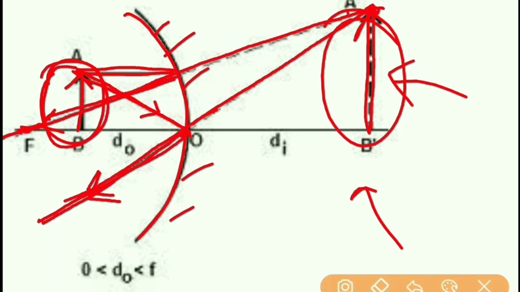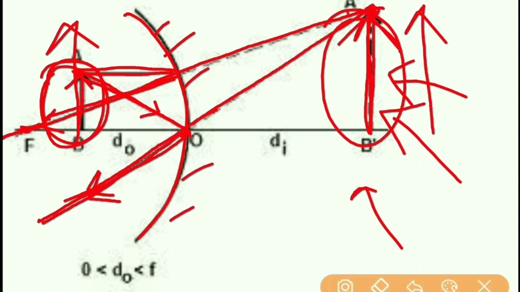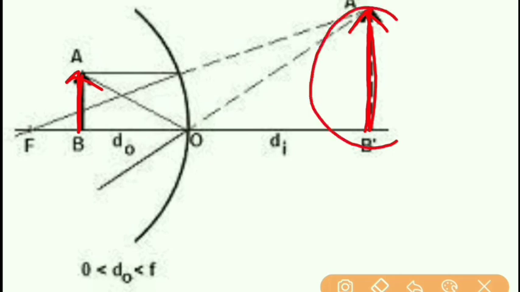Second thing, here the actual rays do not meet, and so a real image is not formed. So this image is virtual, and as the object is erect, the image is also erect. So it is virtual and erect, and it is magnified. Why am I using the word magnified? Whenever the size of the image or the height of the image is larger than that of the object, that image is called a magnified image.